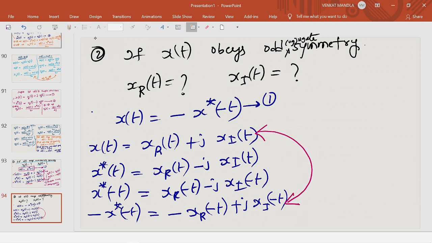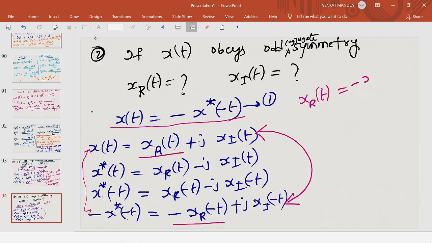So from these two, equation 1 is x of t equal to minus x conjugate of minus t. So these two are equal. This is x of t, this is minus x conjugate of minus t. If I want to equate these two signals, I have to equate their real parts. The real part is xr of t, and this real part is minus xr of minus t. And its imaginary part is xi of t, and its imaginary part is xi of minus t.